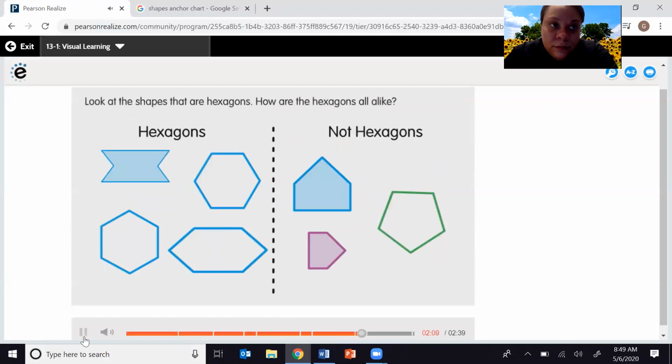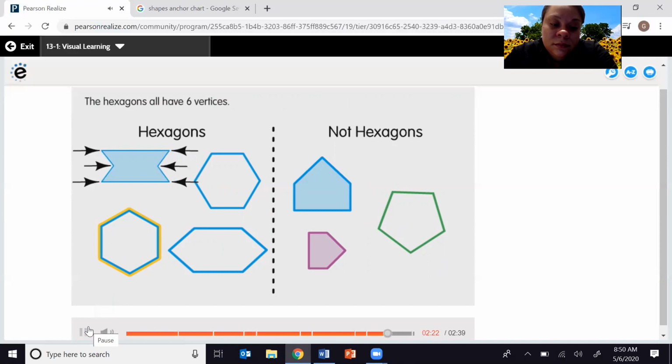Shapes that are hexagons. How are the hexagons all alike? Well, we talked about this. They all have 1, 2, 3, 4, 5, 6 sides, 6 vertices, and 6 angles. All have 6 sides. All have 6 vertices. All have 6 angles.